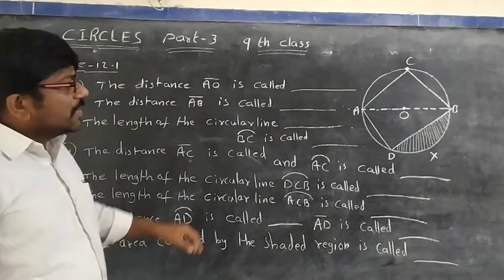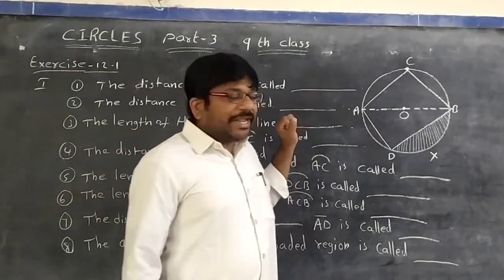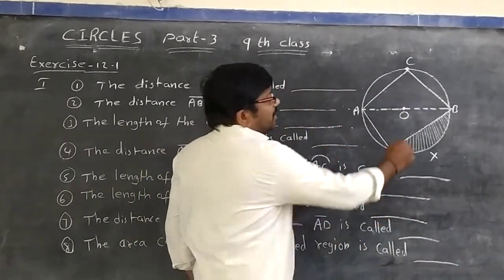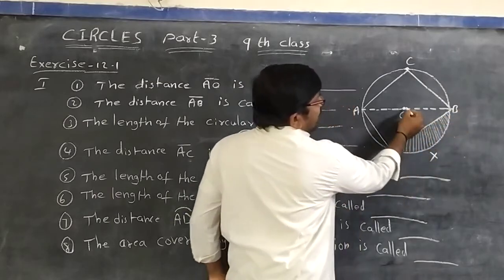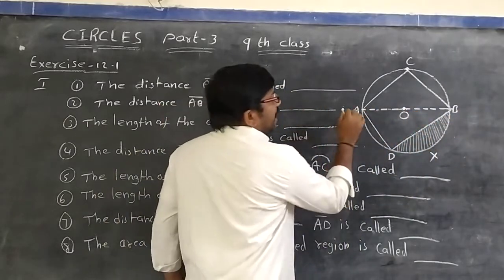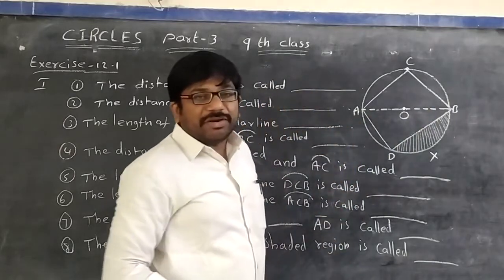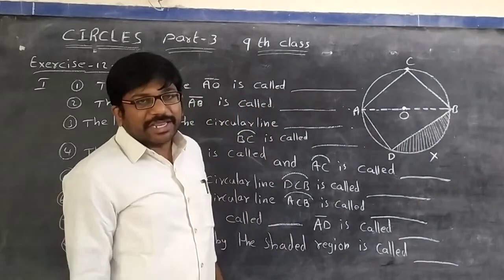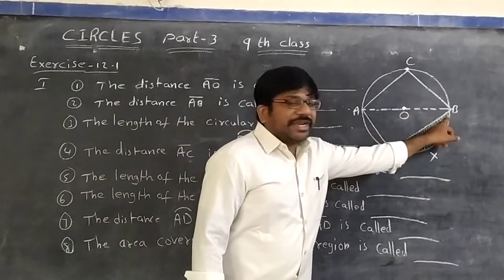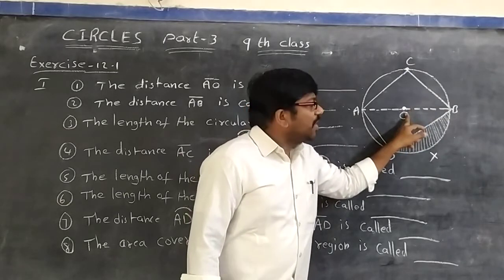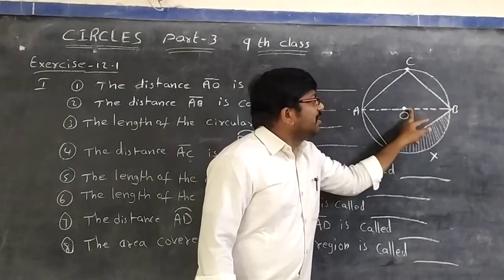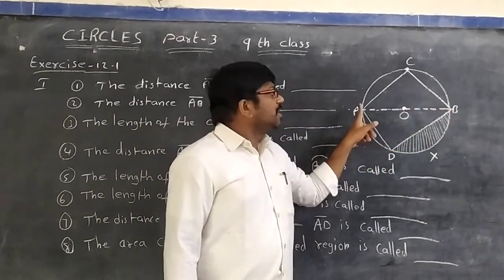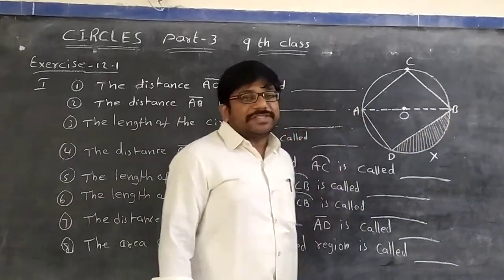Observe carefully. They have given one figure, a circle with center O. In this circle OB is a radius and OA is also a radius. Then AB is its diameter. The diameter is the largest chord of the circle. The distance from the center to any point on the circle is called the radius. So OB is a radius, OA is also a radius, and AB is the diameter of the circle.